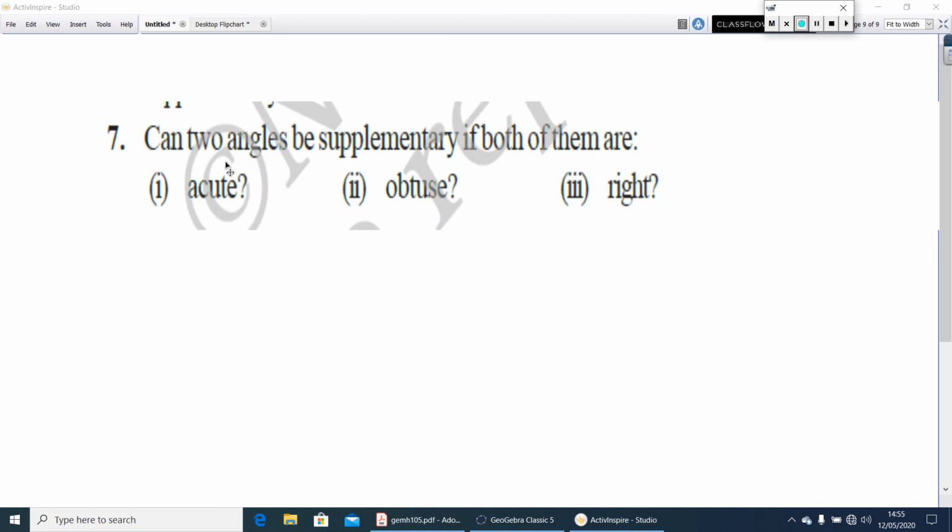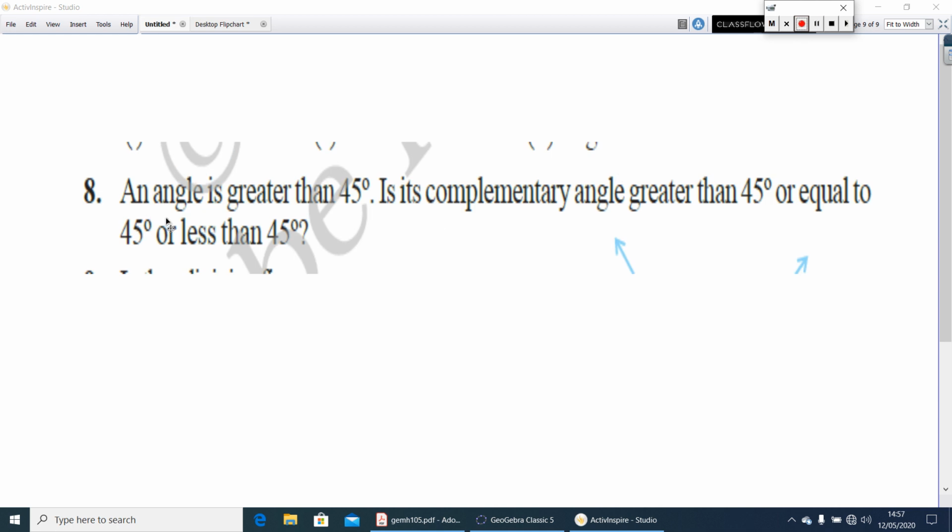This is question number 7. Can two angles be supplementary if both of them are acute, obtuse, right? This we already discussed in the class. So do write the answer. And the last question is, an angle is greater than 45 degree. Is its complementary angle greater than 45 degree, or equal to 45 degree, or less than 45 degree? Complementary angles means the sum of the two angles should be 90 degree. One angle is greater than 45 degree. Then what will be the other angle? Do find it out.